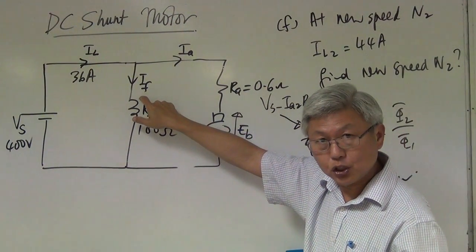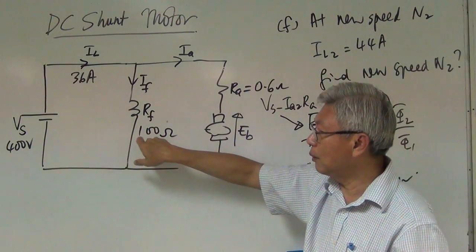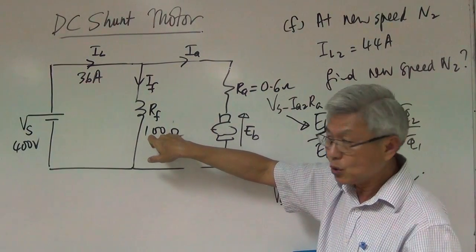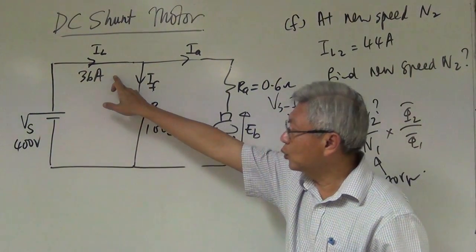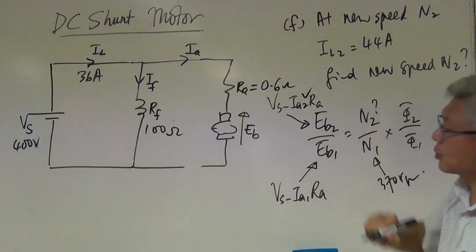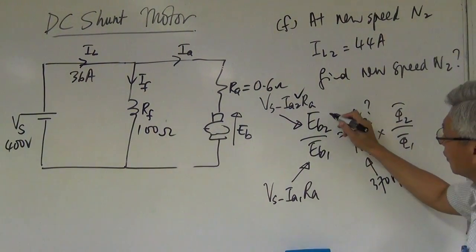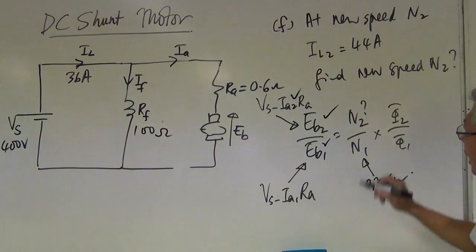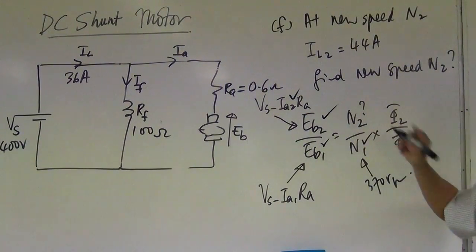IF is no change. It is still 400 divided by 100 is 4 ampere. So IA2 can be found. IL2 minus IF will give me IA2. So IA2 can be found also. So EB2 can be found. EB1 I know. N1 I know. N2 I do not know.